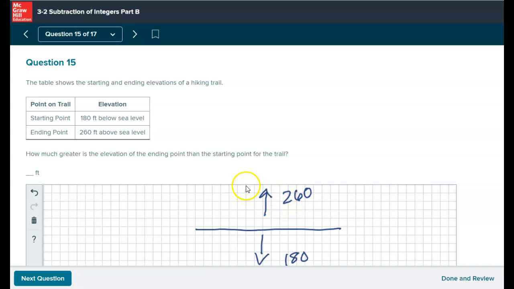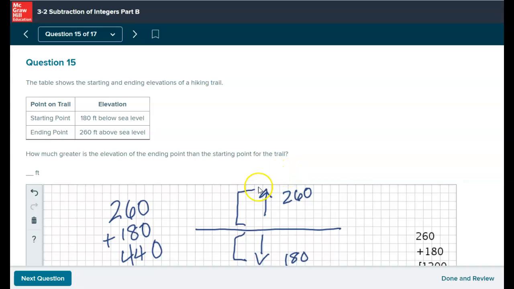So what would be the total? Well, this would be 260 here, and this would be 180 here. So you want to add 260 plus 180, and you would get 440. All right.